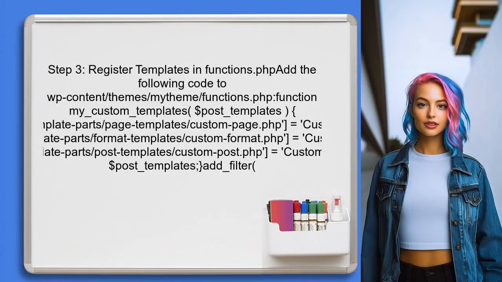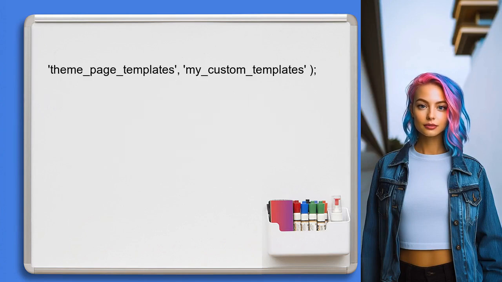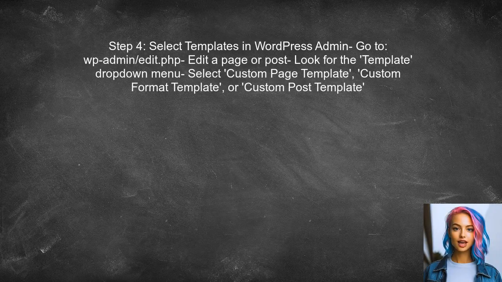Now, the user should register these templates in their theme's functions.php file. This will allow WordPress to recognize and use these templates when editing pages or posts. Finally, the user can go to the WordPress admin area and edit a page or post. They should see the new templates available in the template drop-down menu.